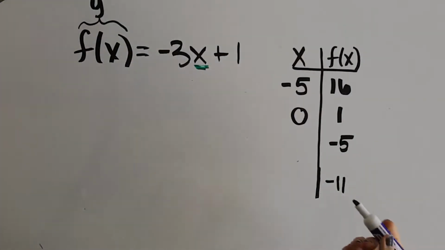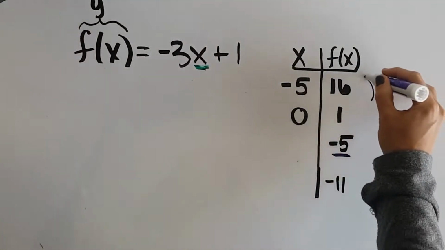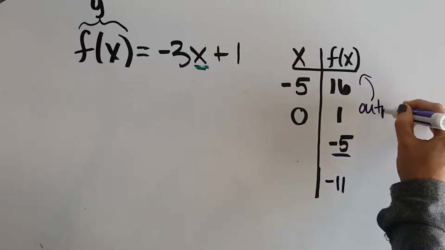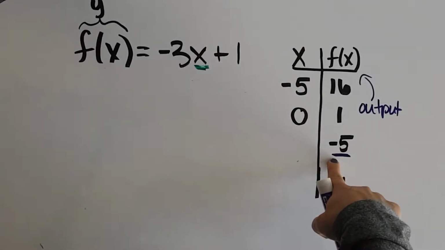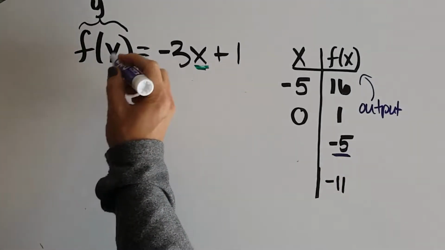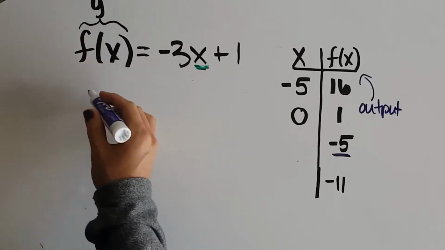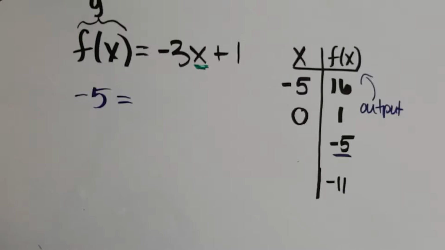Our next entry in the table is negative 5. Well, this time it's an output, because that's what these guys are. So when I use my function rule, instead of substituting negative 5 for my inputs, x's, I'm going to substitute it where my entire output would be. So we get negative 5 is equal to negative 3x plus 1.